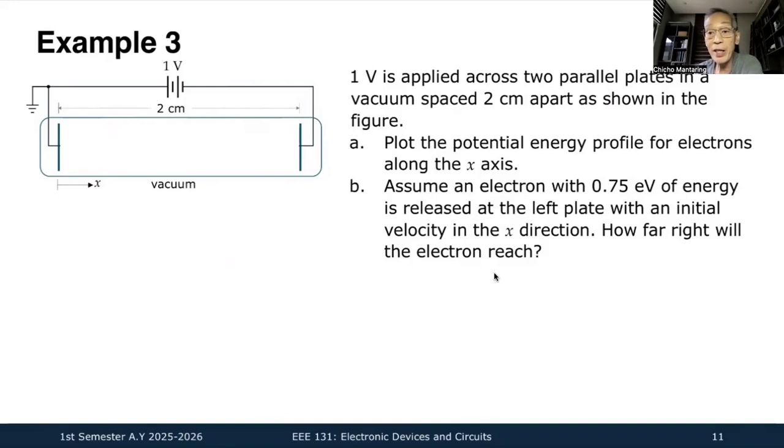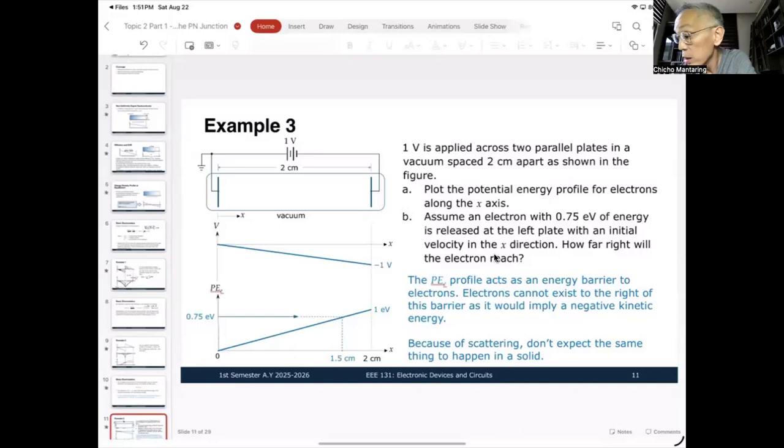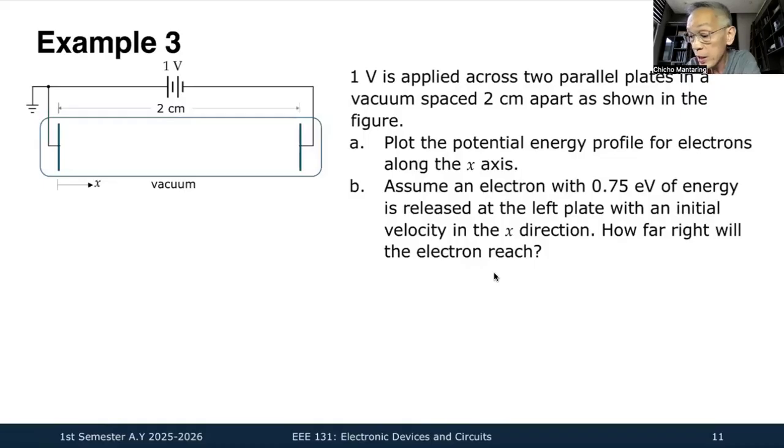Okay, so first, what will the potential energy for electrons look like? If this is our reference potential, or as you are familiar with, we call it the ground, at 0 volts, and remember these are parallel plates, then this plate will be at negative 1 volt, because your polarity is plus to minus.